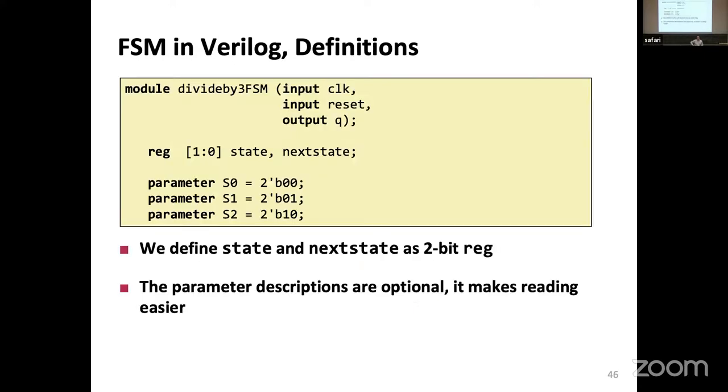So I start with my definitions and I say, hey, this is my FSM. These are my inputs. I have clock, reset, nothing else. I have an output. Internally, I will have 2-bit state and next state. And I define some parameters. These are constants. And I'm saying, okay, S0 is 00, S1 is 01, S2 is 10. So we define state and next state as a 2-bit reg, because we will be assigning to it in an always statement. And the parameter descriptions are actually optional. It just makes the code reasoning a little bit easier.